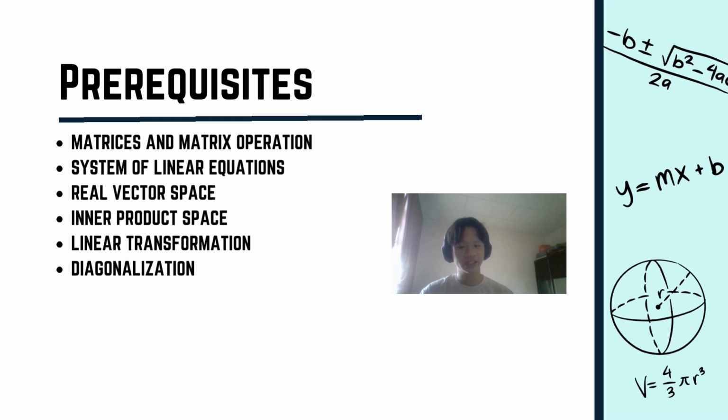Our topic is Internet search engines. So here are some prerequisites of this topic. The first one is matrix and matrix operation. The second one is system of linear equations. The third one is real vector space. The fourth one is inner product space. The fifth one is linear transformation, and the sixth one is diagonalization.